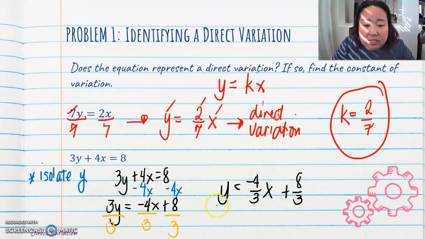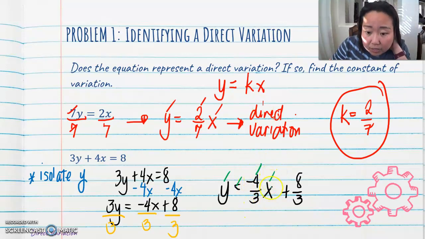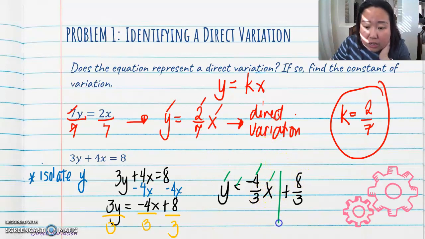So the question now is, does it look like it follows the pattern of a direct variation formula? So we have our y, we have equals, we have a k. Our value that is attached to our x, our coefficient, is negative 4 over 3. And then we have our x. But that's the direct variation. As you can see, there is that extra part on this function. And so because of this expression, this is not a direct variation.